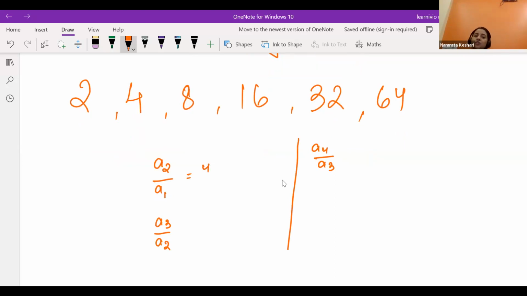Okay, ratios are same. That's called common ratio over here. That time we were calling the differences a common difference. Here we are going to say it's a common ratio. It's a common ratio we are getting, hence the given sequence is in GP. So in GP we have to check whether the ratios are common or not. If the ratios are common, it's in GP. If the ratios are not common, it's not in GP.